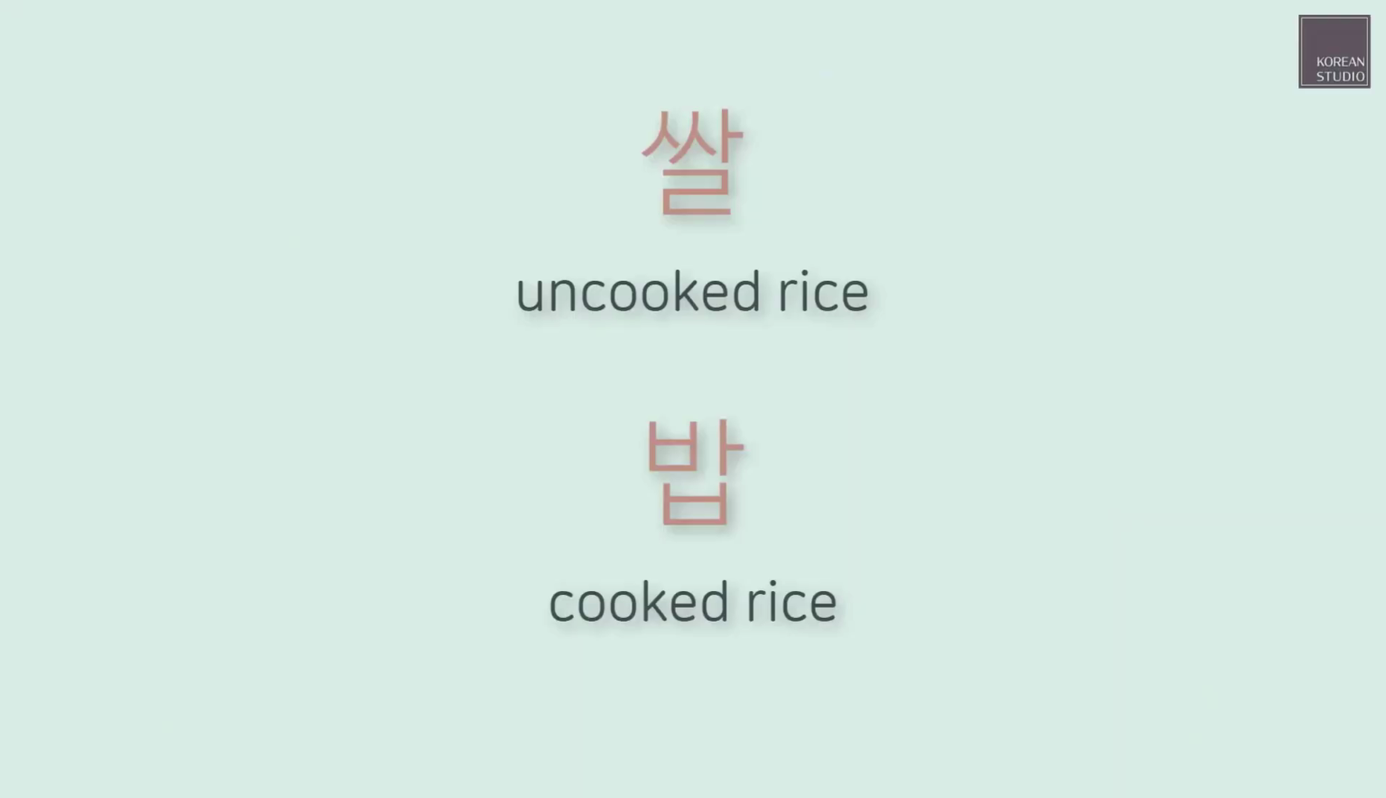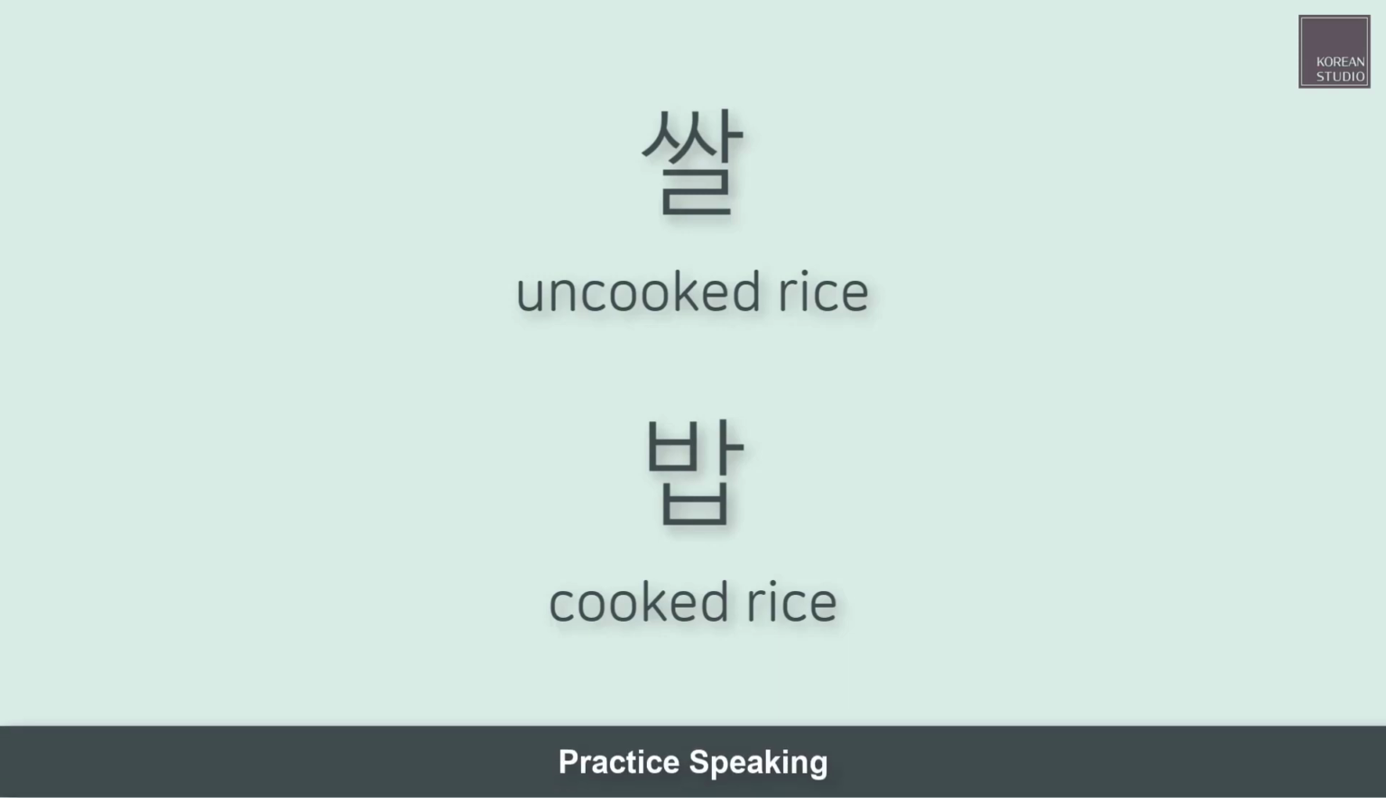First, of all the elements found on a Korean dining table, the most important one is the staple food in the Korean diet, rice. But in Korean, we have two different words for rice, one for uncooked rice and one for cooked rice. The word for uncooked rice is 쌀, and the word for cooked rice is 밥. Let's practice both words related to rice. Repeat after me. 쌀, 밥.